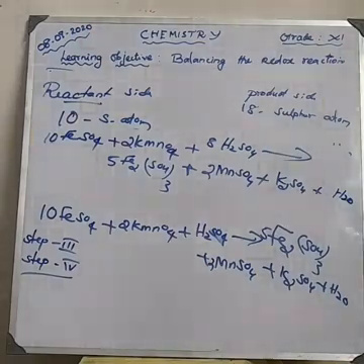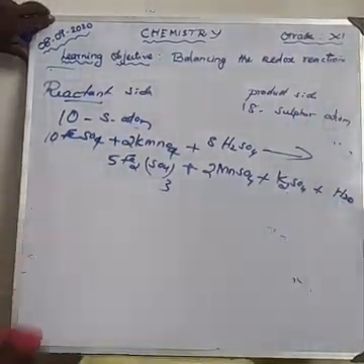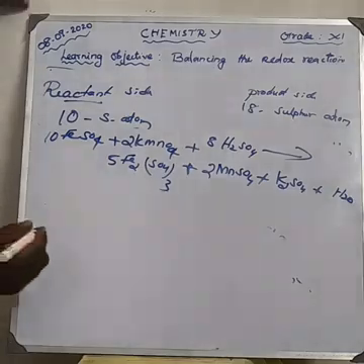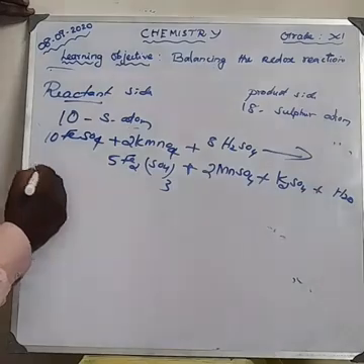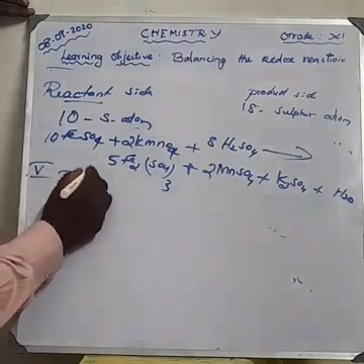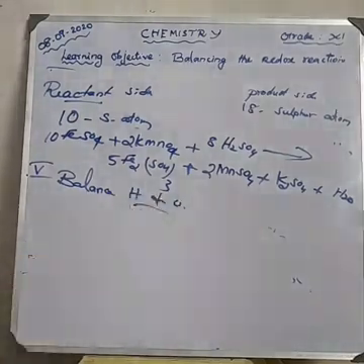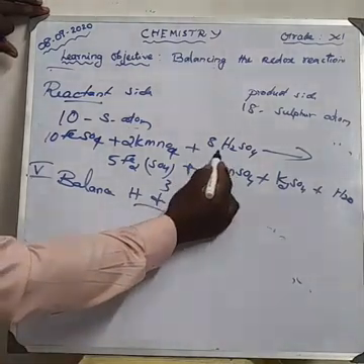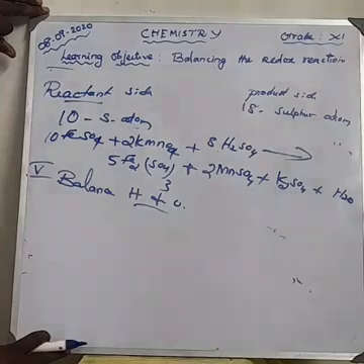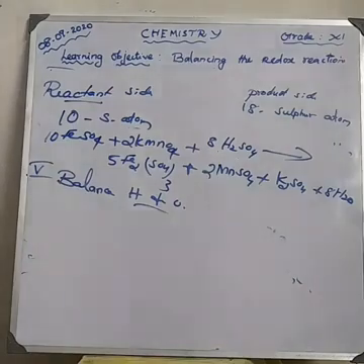Next, how to write the fifth step: balance hydrogen and oxygen. Now, how much hydrogen is there? Here having 8, 2s are 16 hydrogen. So how can you balance? Here it should be made 8. Okay. What about the oxygen? Oxygen is also already balanced.